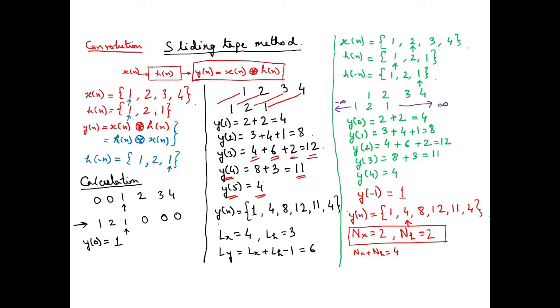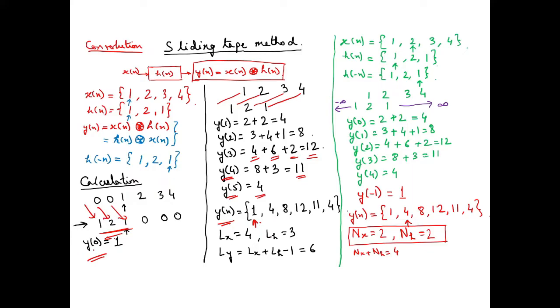Now, the yn over here would be given by 1, 4, 8, 12, 11, 4. Okay. So what is y0? y0 is this one. So it starts over here. And why haven't I gone to the left? If you see, if I move this 1 to the left, then everything is 0. So I have not calculated it. Okay. So we got this y like this.